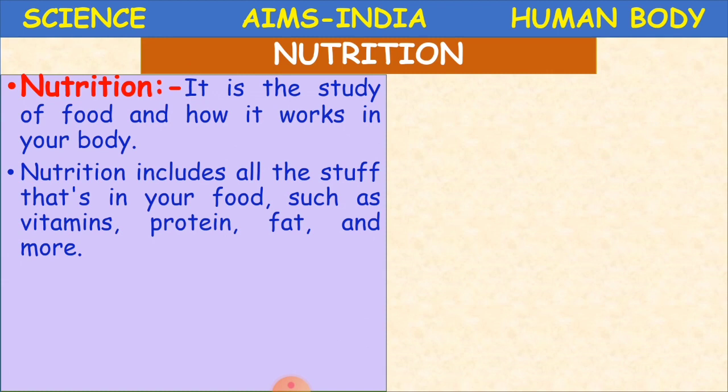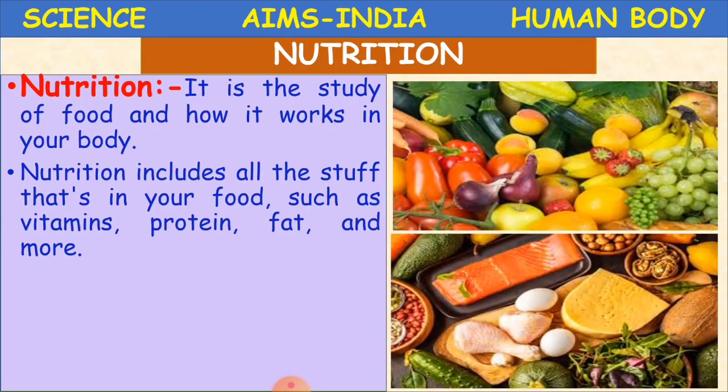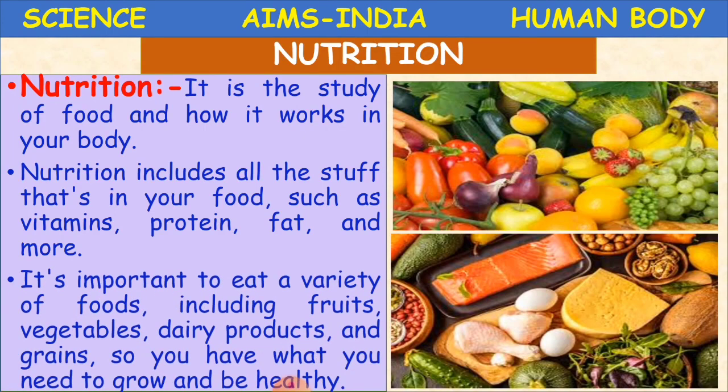Like what type of food we have to take, and what type of food gives us what type of result for our body. So that study is named nutrition. And nutrition includes all the stuff that's in your food, such as vitamins, proteins, fat, and more. So here you can see all types of food. So many things are included in our food.